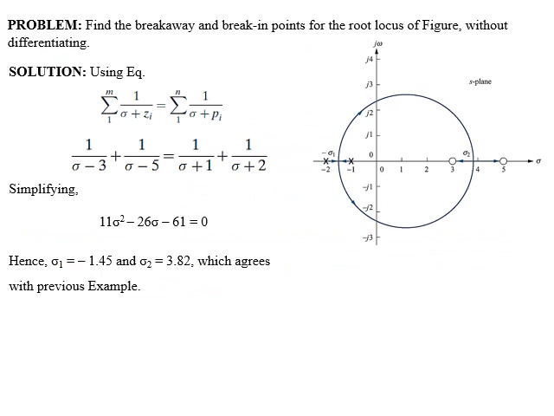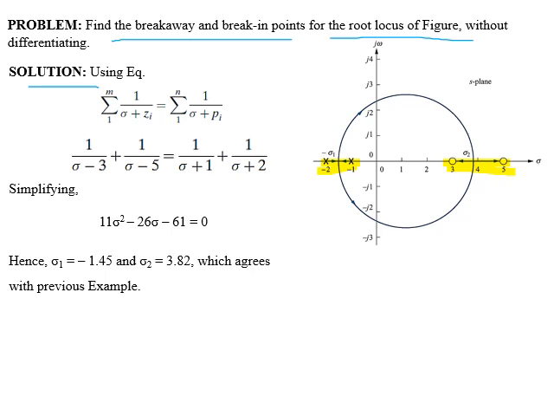Dear students, now for the same example, we will find the breakaway or break-in point with the help of the transition method, that is, without differentiating. The open loop system has 2 zeros and 2 poles. The poles are located at -1 and -2, whereas the zeros are located at +3 and +5.